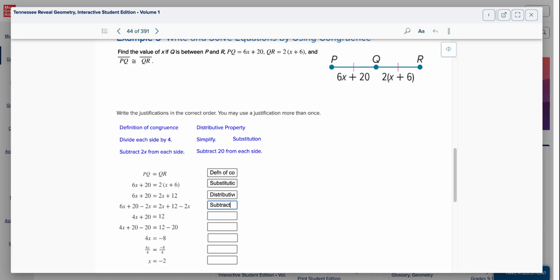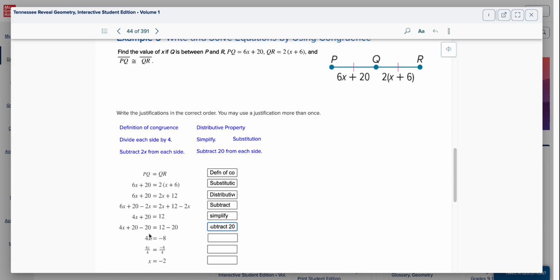So I've already used a substitution. So I guess they just want me to say simplify, which I don't like. I don't like the word simplify here. It's a little too vague for me, but I'm going to go with it because that's our choice. All right. Oh, here we go with the subtraction again. Subtract 20 to the other side. Put that there.